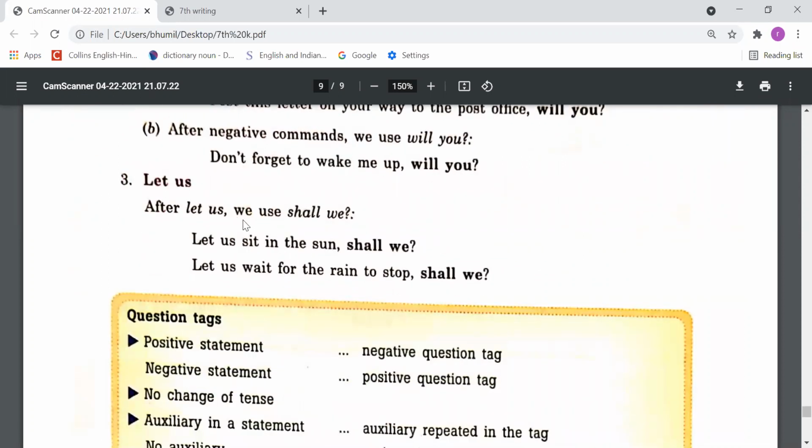After let's we use shall we. Whenever we put a proposal in front of someone, we use let's, like let's study, let's play cricket, let's go there. So whenever we use let us in this sense, for the question tag we should use shall we. Like, let us sit in the sun, shall we? Let us wait for the rain to stop, shall we? Right?